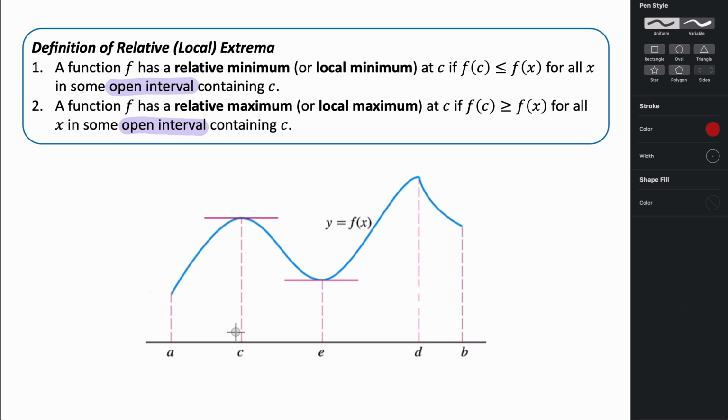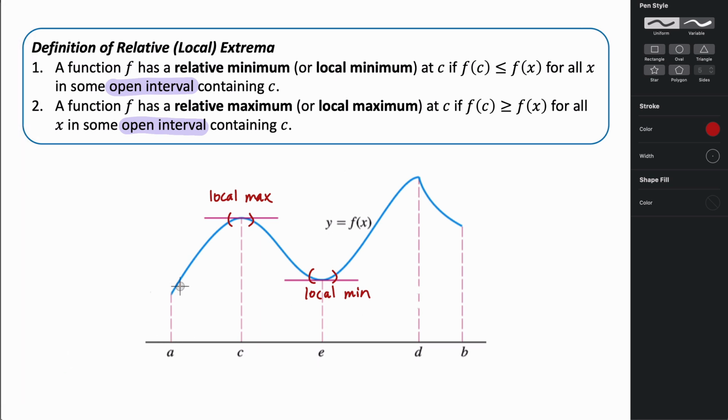So here at C, we can look at some open interval immediately surrounding it. We can see at C that this point is the highest point of that little area. Is it the highest point overall in our function? No. So that means it is going to be a local maximum. Here at E, is E the lowest point? It's not the lowest point overall, but it is the lowest point in some immediate interval surrounding it. So this is going to be a local minimum.